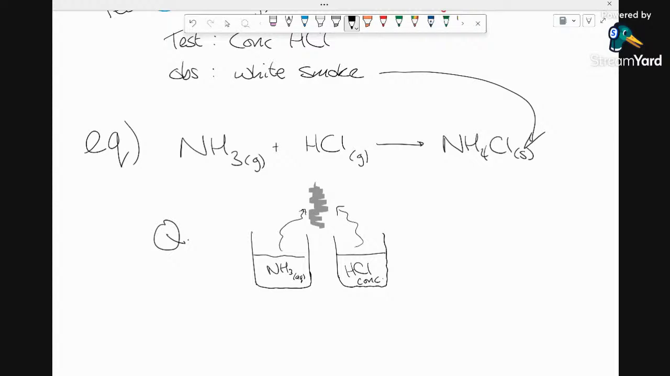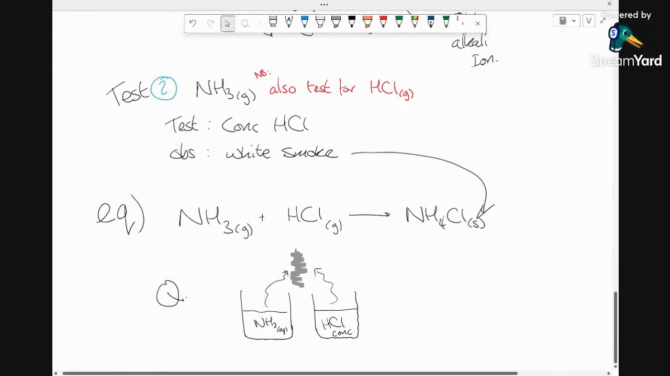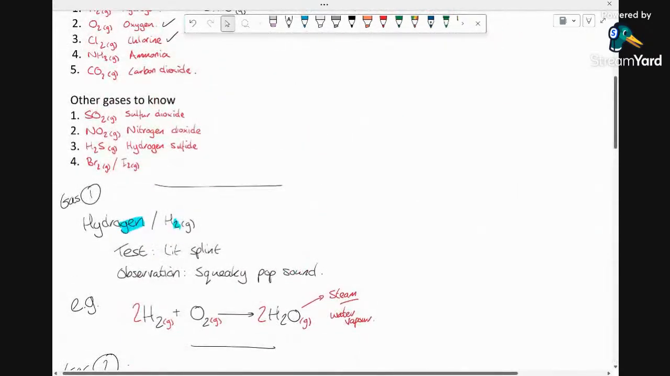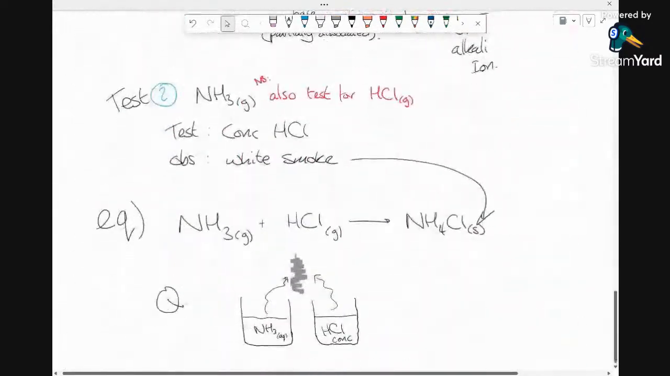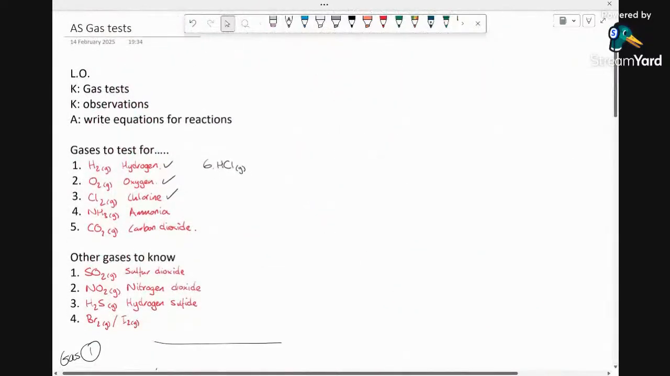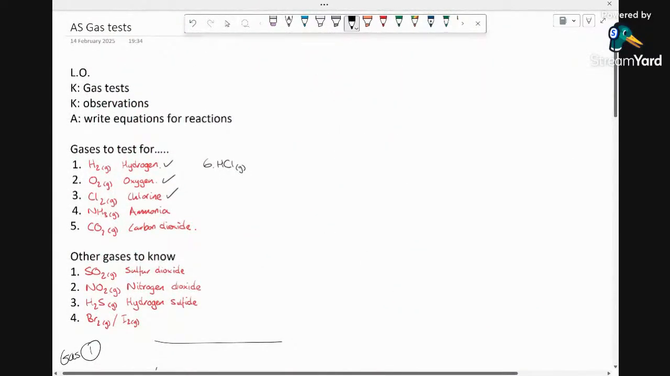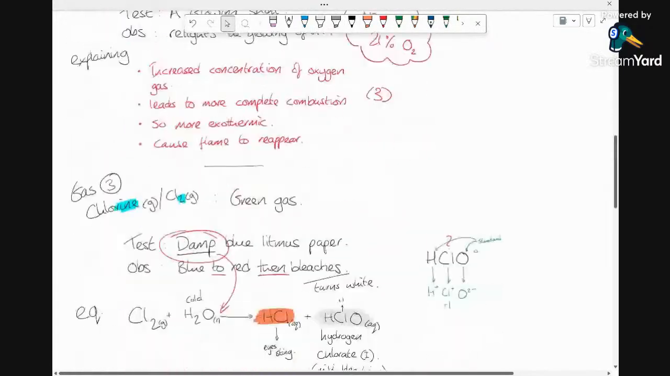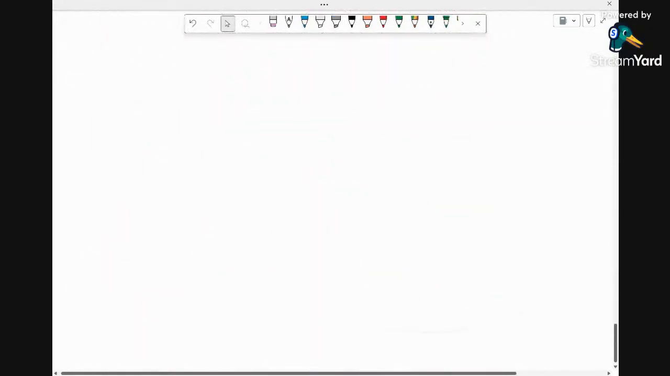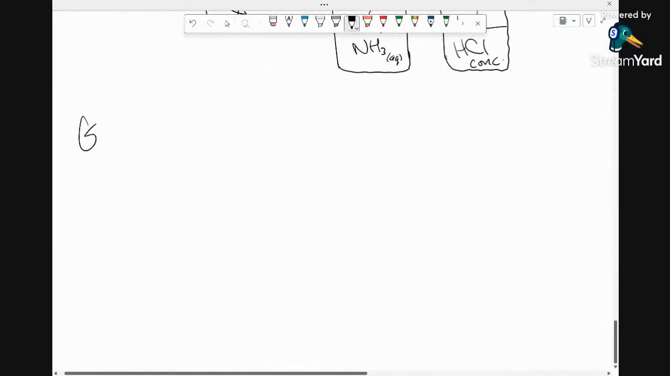They do come up. So I could make a separate note for this, guys. So 2 tests for ammonia comes up, links to amines as well. So I can also really tick off the HCl one. Let's go on to the next test. Gas number 5, CO2. This is a nice short video, folks. Gas number 5, carbon dioxide.